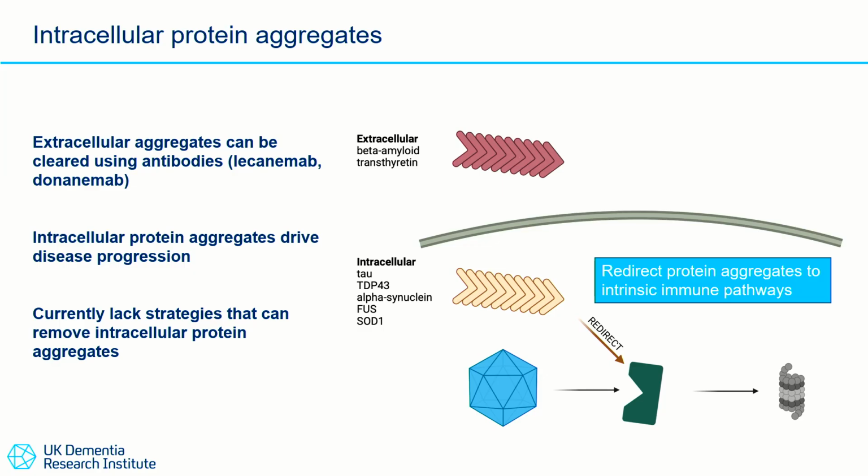So in recent years, we now know that targeting extracellular aggregates is possible. Lecanemab and donanemab, for instance, have reduced beta amyloid very effectively in the extracellular space. But for proteins like tau that are in the intracellular space, and this includes TDP43, alpha-synuclein, and various others, there really remain very few ways by which they may be addressed. So what my lab's been doing is asking whether we can take antiviral pathways, which are present inside our cells, and redirect these pathways to degrade protein aggregates.